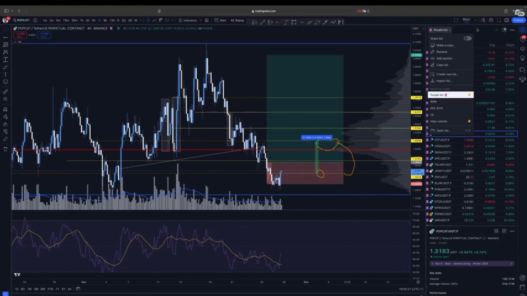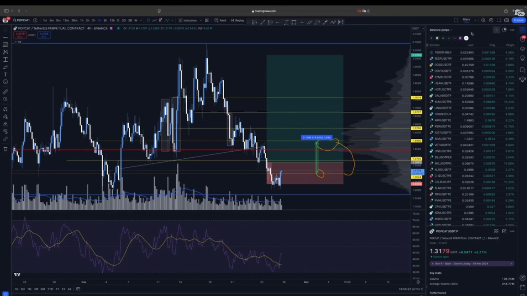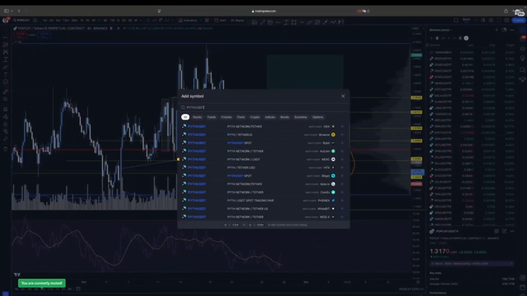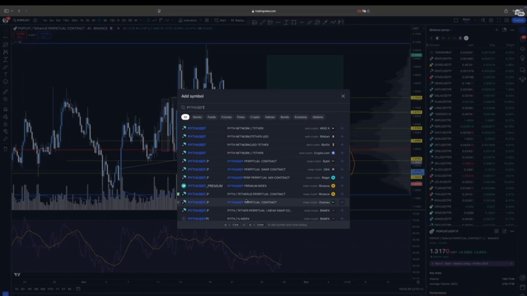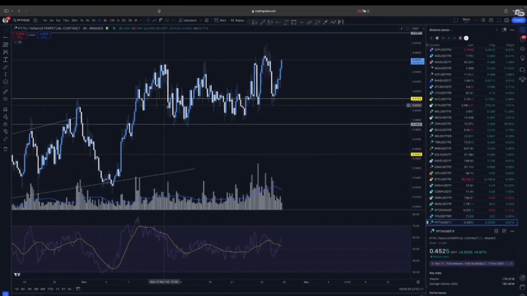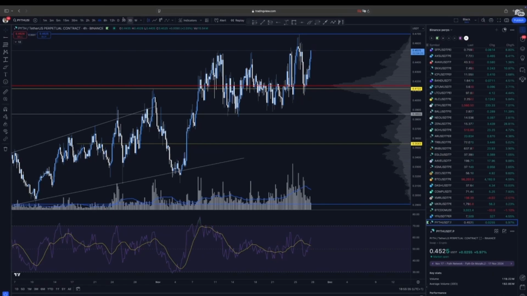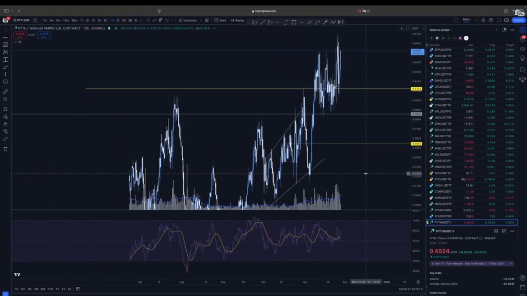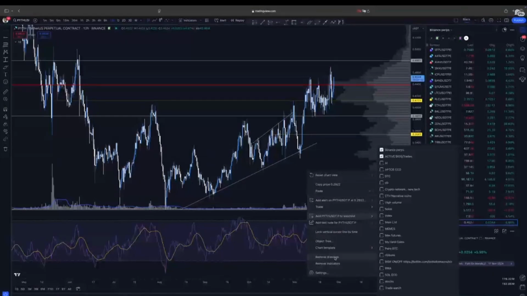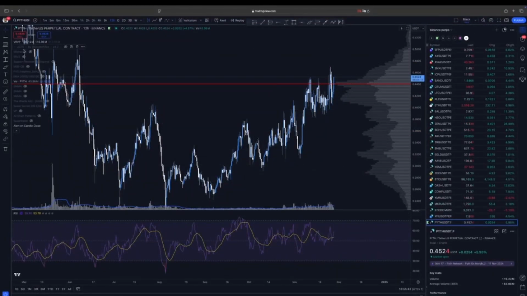Python. Let's see what we got. Python, Pyth USDT. Let's go to perps. We'll do this one. Oh, apparently I've done some TA here. So let's look at 12-hour. All right. Let's remove the drawings.